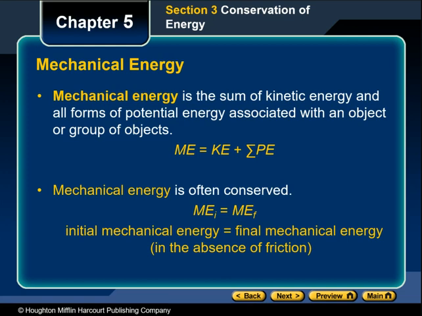We can ignore these other forms of energy if their influence is negligible, or if they are not relevant to the situation being analyzed. In most situations that we are concerned with, these forms of energy are not involved in the motion of objects. In ignoring these other forms of energy, we will find it useful to define a quantity called mechanical energy. The mechanical energy is the sum of kinetic energy and all forms of potential energy associated with an object or group of objects.